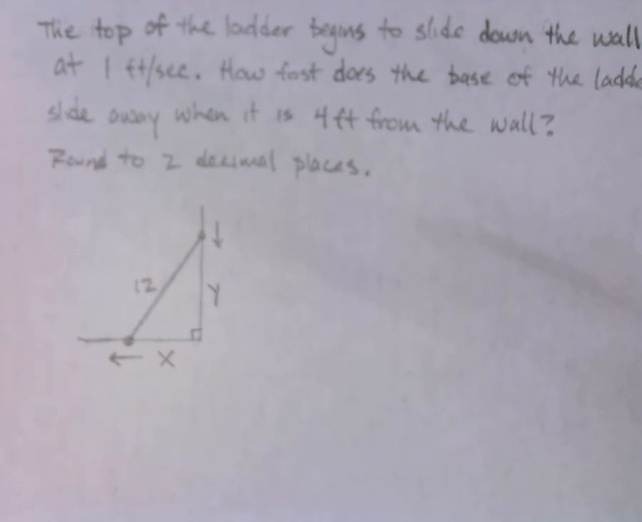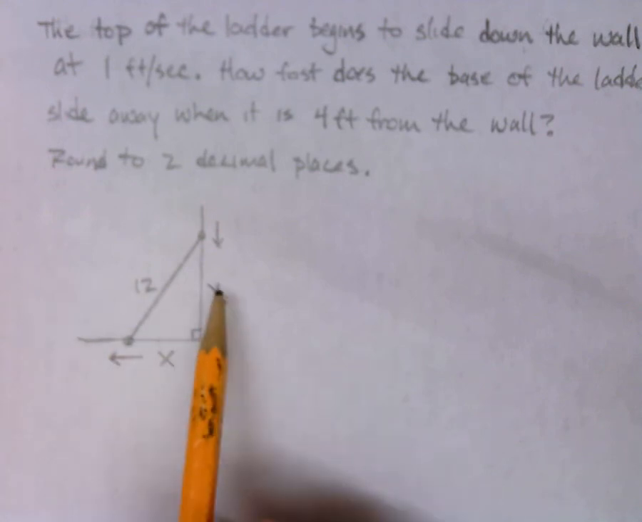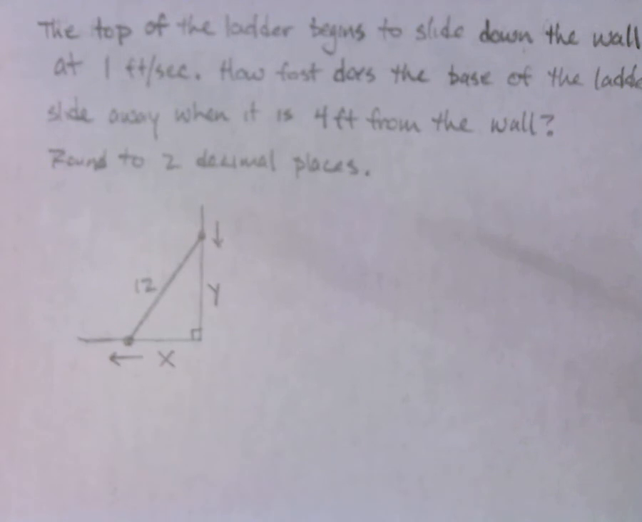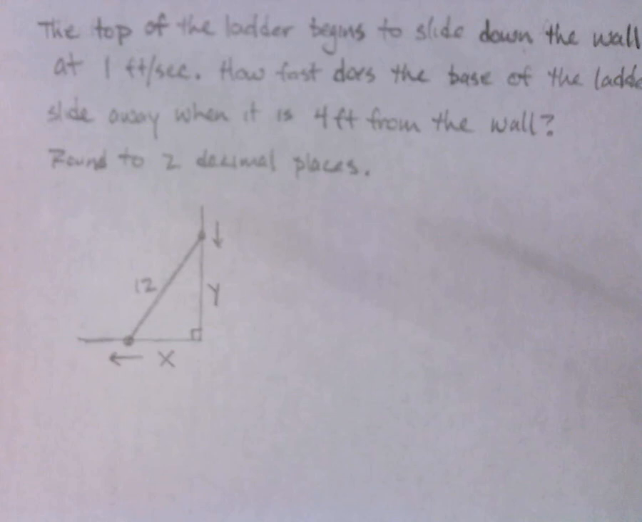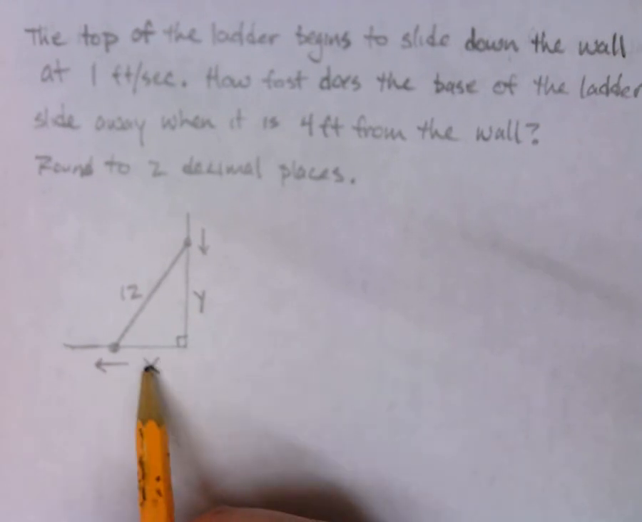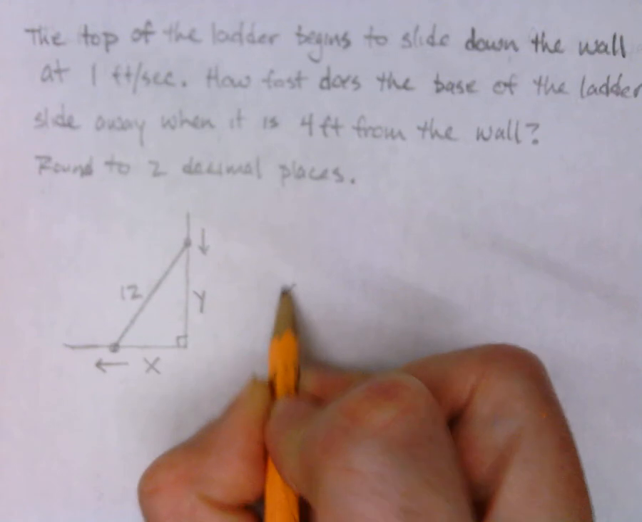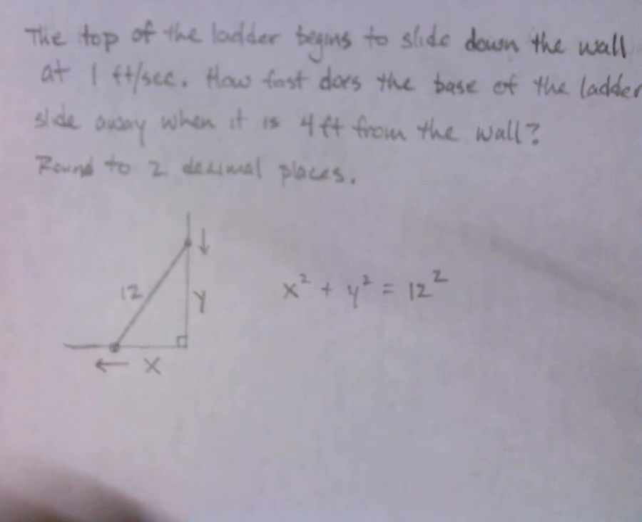Okay, so once we have our drawing, now the question is, can we connect x and y in an equation? Do we know anything from math, anything from our history, anything that we've learned in math that will connect x and y in this drawing in an equation? And if this was class, I would pause here and see what you guys thought. But since it's not, I'm just going to tell you, we know the 3 sides of a right triangle. Pythagorean theorem tells us this. x squared plus y squared equals 12 squared.